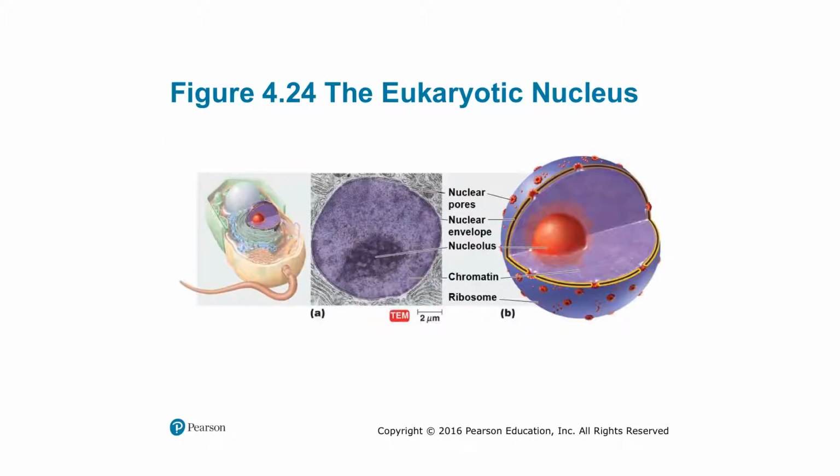Here you can see a transmission electron micrograph of the nucleolus in the middle. That's the dark staining region right there. And then you can see the chromatin all throughout the nucleus.